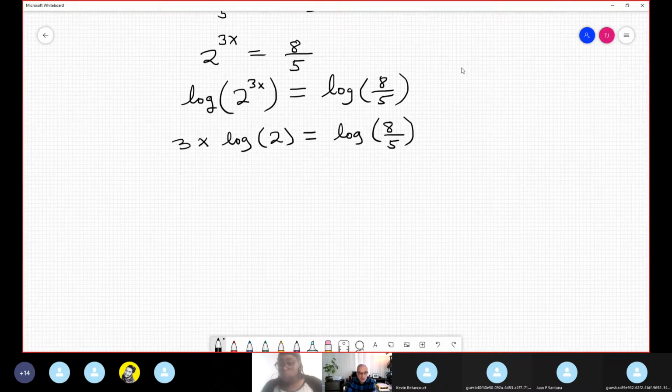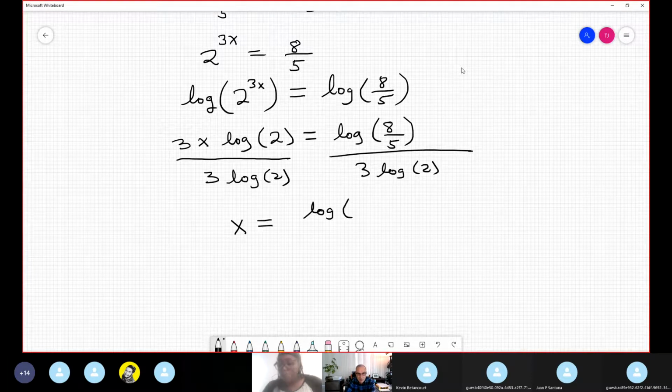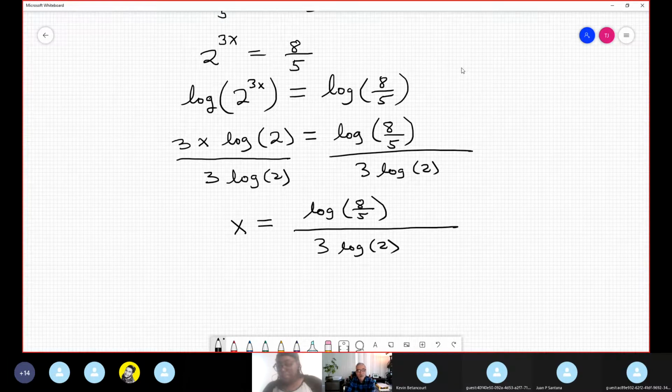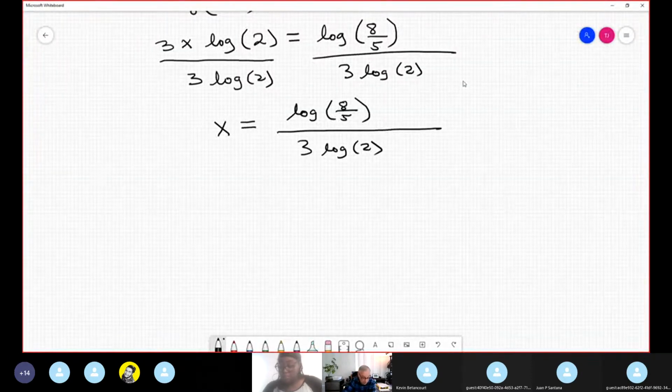Now my goal is x. You divide both sides by 3 log of 2. Therefore, x alone is equal to log of 8 divided by 5, divided by 3 times log of 2. Okay, this is my exact answer, but I want the approximate answer because I suppose this is a word problem.